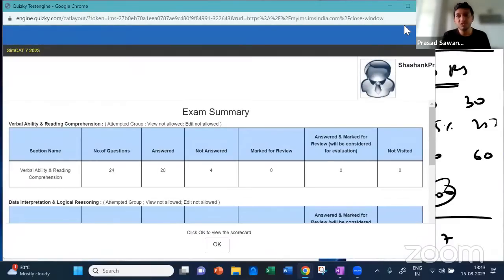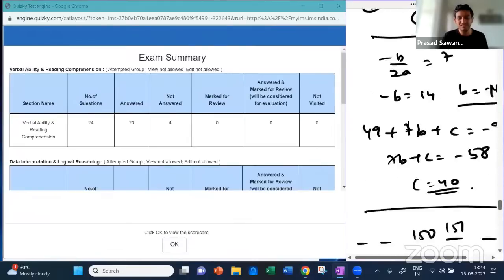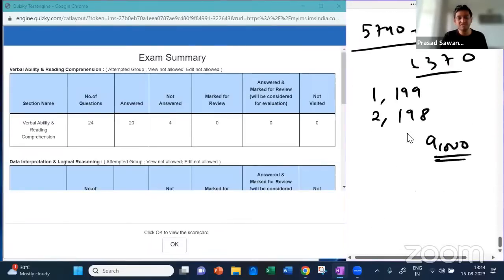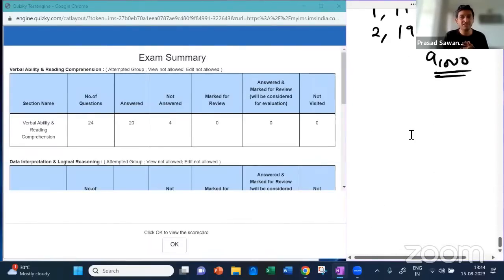Okay. Chalo, so I'll maybe discuss this a bit and then we will have a look at the performance. So overall, not very happy, honestly, because it was sort of rusty performance. I took a lot of time in verbal. First couple of passages, I think a lot of time was taken. I could have avoided that much of time.